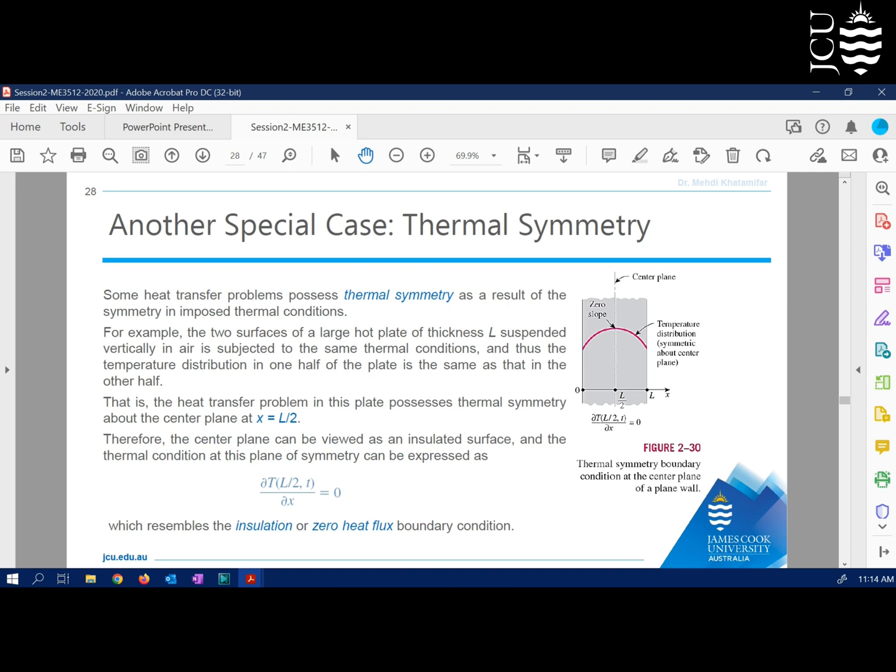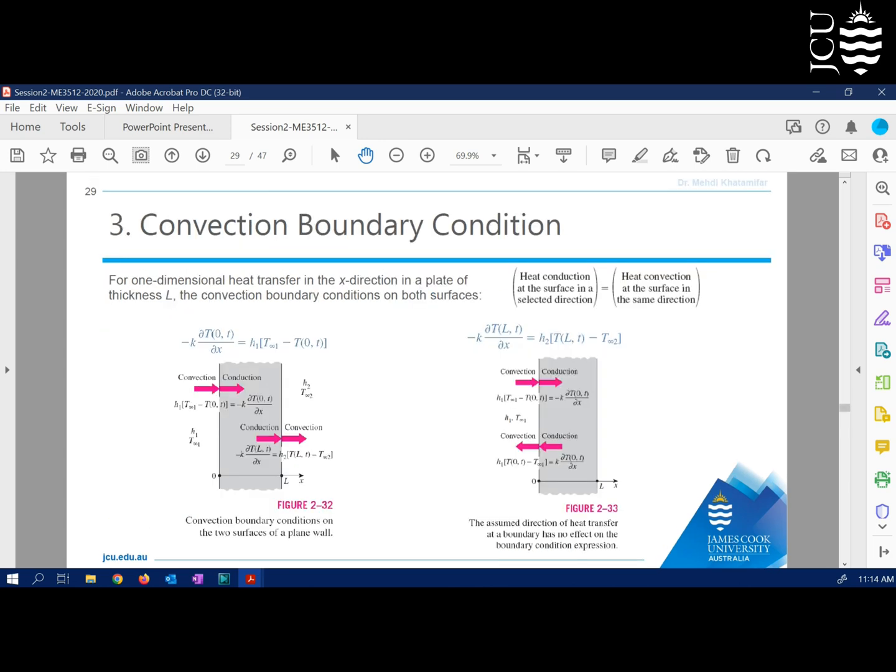Then we consider a specific case when we have the same condition on the left and right side of our wall. That is why at the center line or plane, we are going to have 0 slope for temperature, so dT/dx is going to be equal to 0, and that is why we have no heat transfer at that point. We can consider half of the geometry and do the simulation for half of it, because at that line, the heat transfer rate is 0.